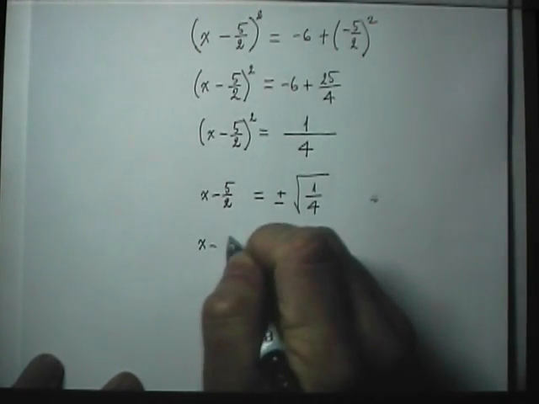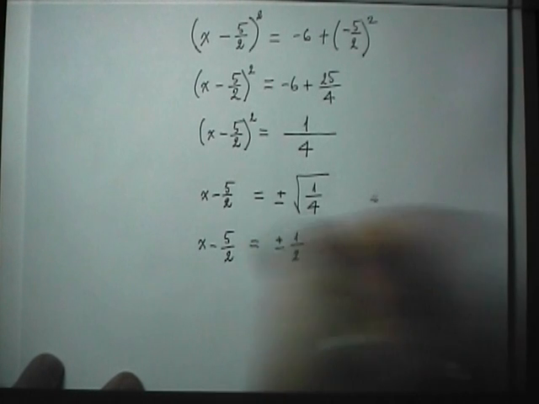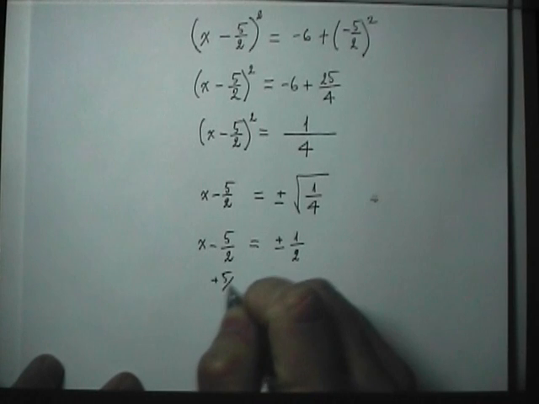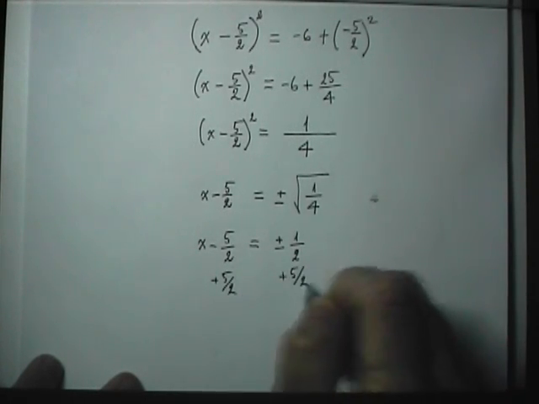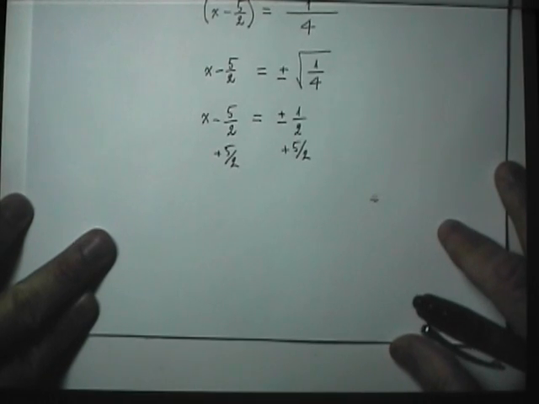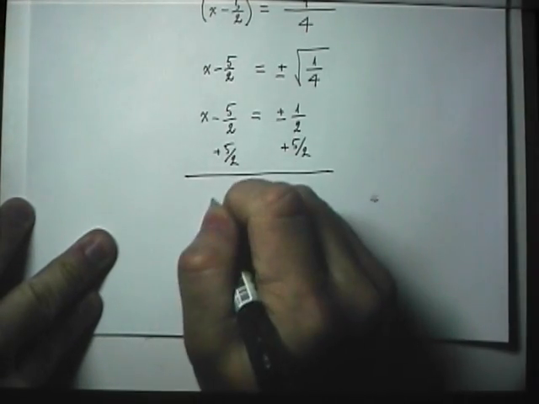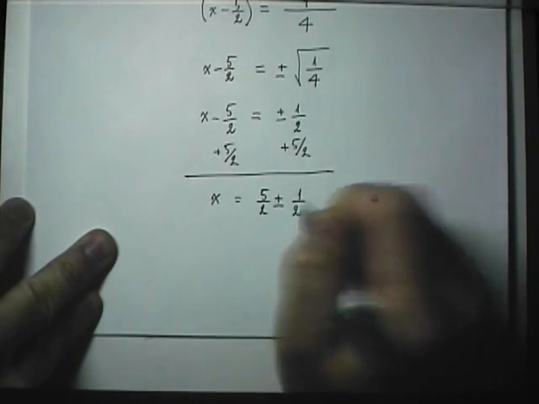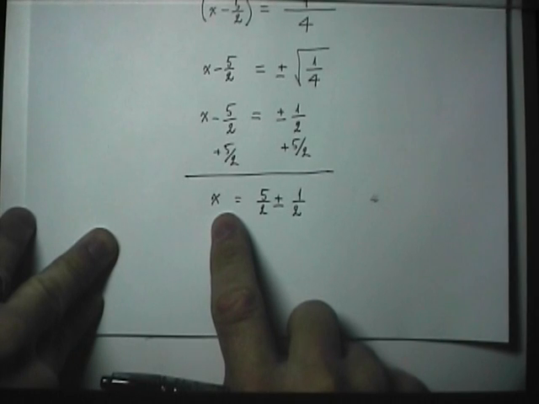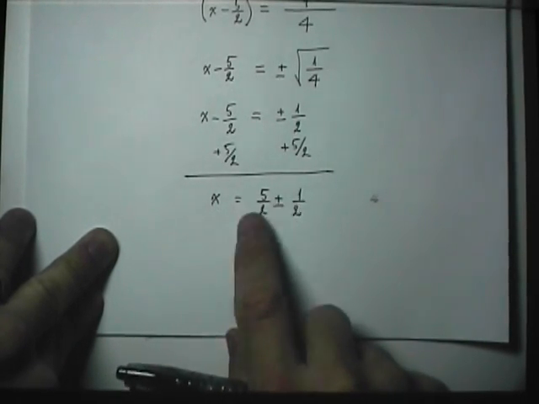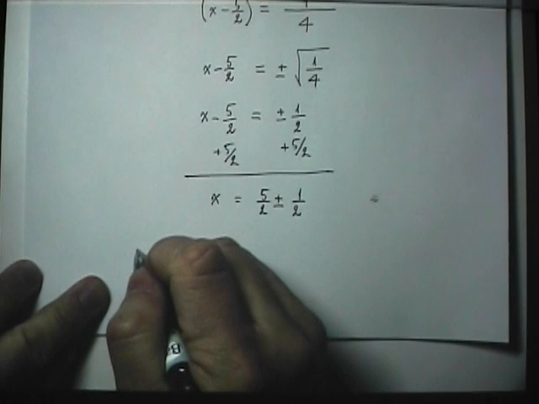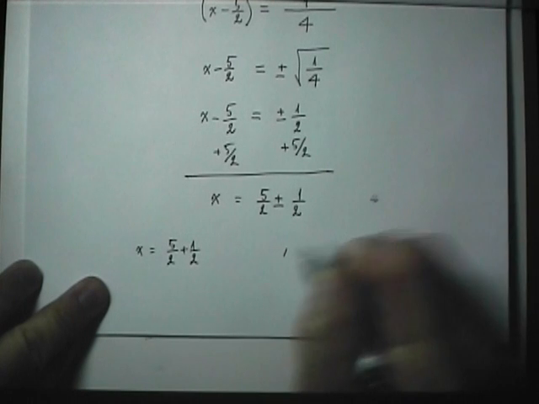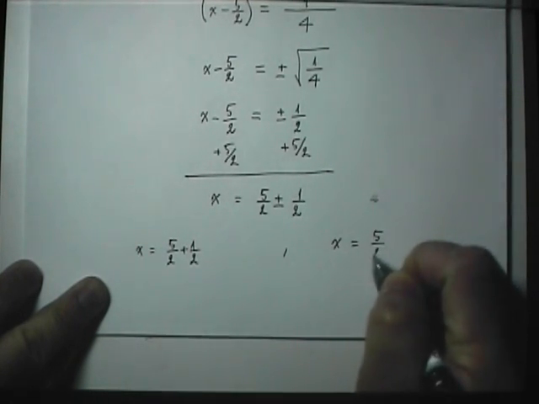And on the left hand side, x minus 5 over 2. One last step to solve this equation is adding 5 halves to both sides, and that yields x equals 5 over 2 plus and minus 1/2. In this problem specifically, I am going to move further into finding the two final answers. On one hand, x equals 5 over 2 plus 1/2, and on the other hand, x equals 5 over 2 minus 1/2.